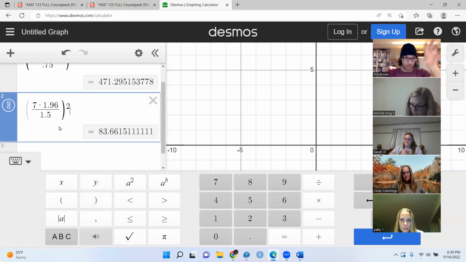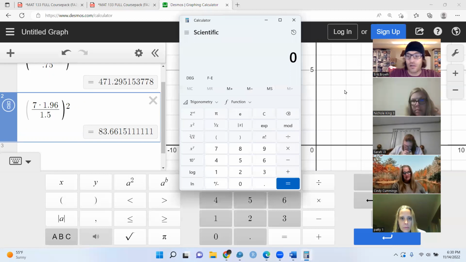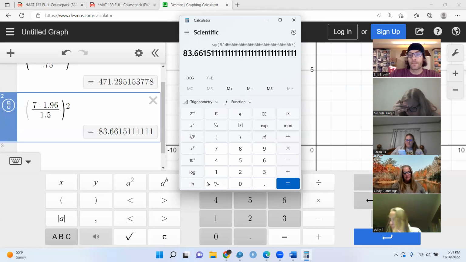That's Desmos. I love Desmos. If you're going to use one of these little calculators, I would do 7 times 1.96, and equal that, 13.72. Then I would divide by 1.5, hit enter to get that number, and then square that and you get the same thing. Your TI-84, the color version, is like a 2000s machine, and it'll do fractions in there.